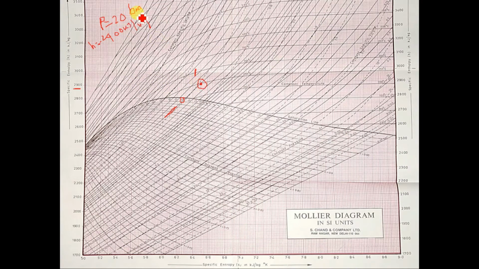The next one, same 20 bar, temperature 400 degrees Celsius we take, point 2. So 20 bar, the same line we follow, and temperature we have 400 degrees Celsius here. So this is our point. This is your 400 line, this is your 20 bar line, this is your intersection, point 2.